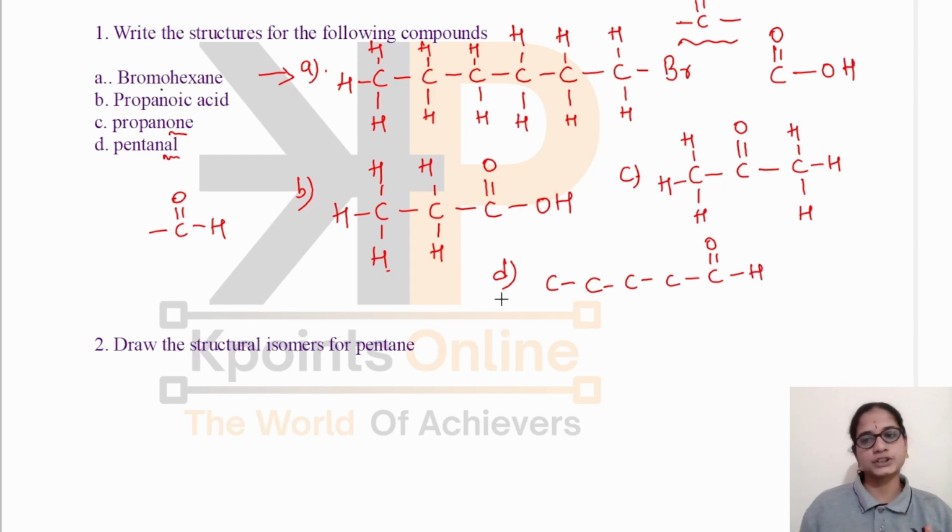COH. And satisfy the valency of carbon by writing the hydrogen atoms here. This is a structure for pentanol. So overall, what have we done?